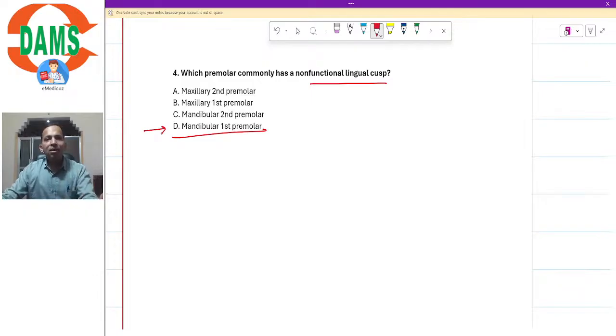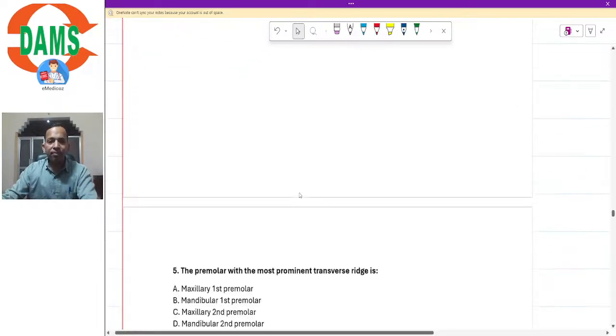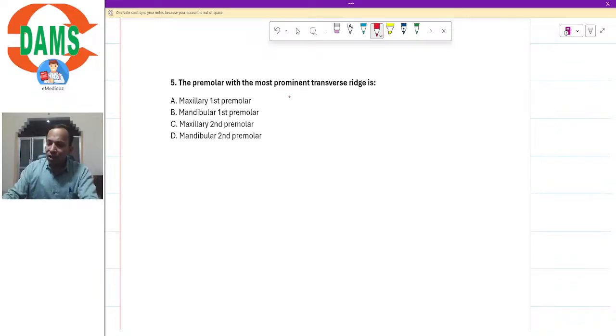आप लोग भी पार्टिसिपेट कर सकते हैं. ट्राई टू पार्टिसिपेट, ट्राई टू आंसर. गलत हो सही हो कोई बात नहीं, है ना. जस्ट ट्राई टू आंसर. So which premolar commonly has a non-functional lingual cusp? It is the mandibular first premolar. Which premolar has the most prominent transverse ridges? अब इस क्वेश्चन का आंसर करने की कोशिश करो, right? The premolar with most prominent transverse ridge is.